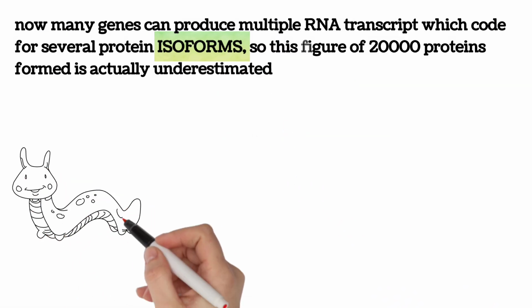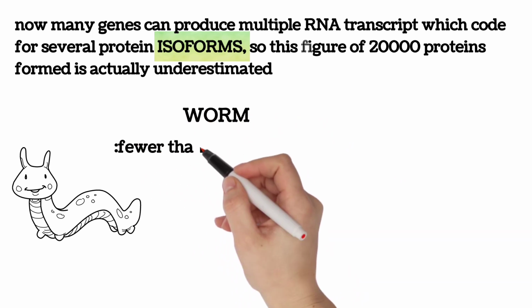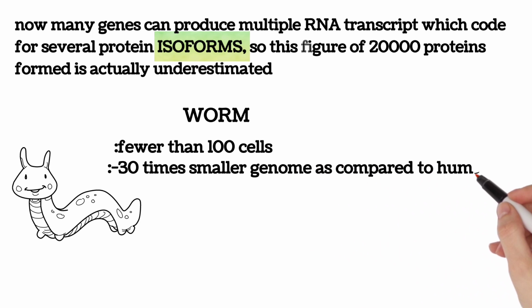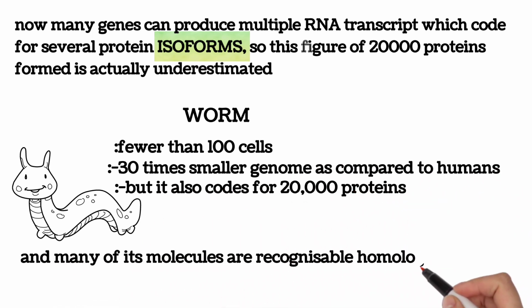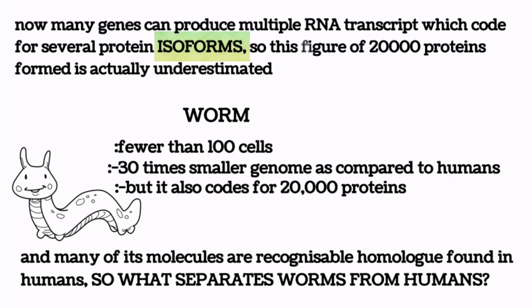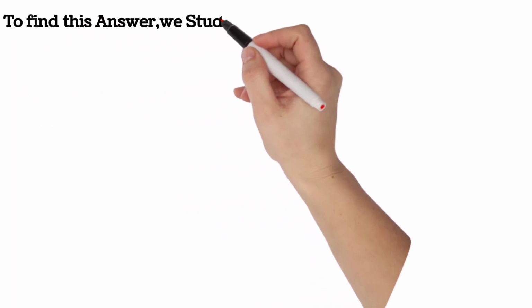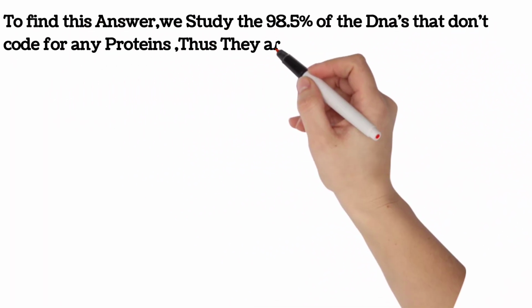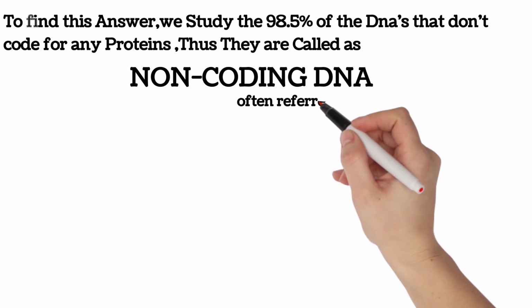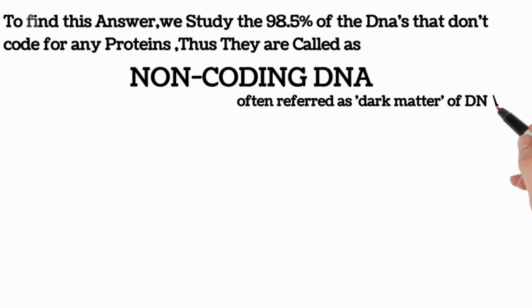Now look at this creature. It is a worm. It has fewer than 100 cells and a genome 30 times smaller compared to humans, but interestingly, it also codes for 20,000 proteins. So, what separates a worm from humans? To find the answer, we have to study the remaining 98.5% of the DNA that does not code for any proteins, because the 1.5% of the DNA codes for the same 20,000 proteins. So, to find the difference between a human and a worm, we must study the remaining DNA that does not code for any proteins.